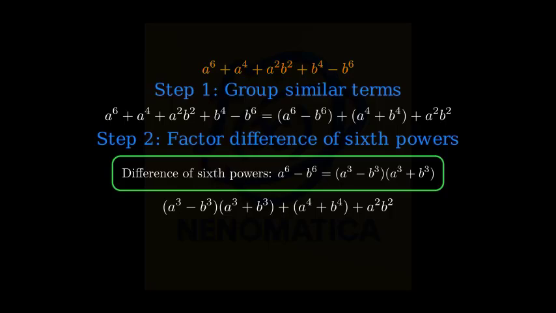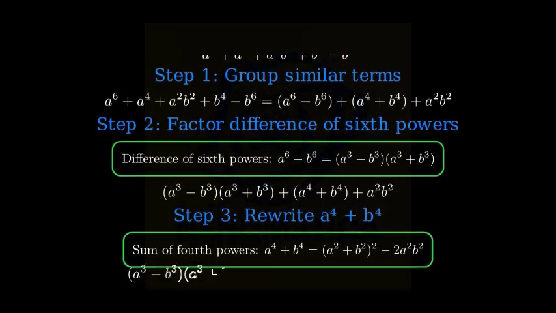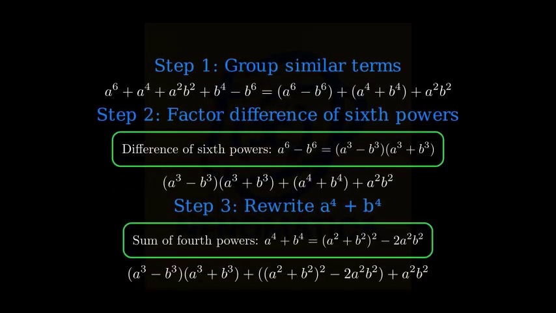Next, let's handle the term a to the fourth plus b to the fourth. We can rewrite this using the formula for the sum of squares. Using the identity that a squared plus b squared equals the quantity a plus b squared minus 2ab, we can write a to the fourth plus b to the fourth as the quantity a squared plus b squared squared minus 2 a squared b squared. This gives us a cubed minus b cubed times a cubed plus b cubed plus the quantity a squared plus b squared squared minus 2 a squared b squared plus a squared b squared.